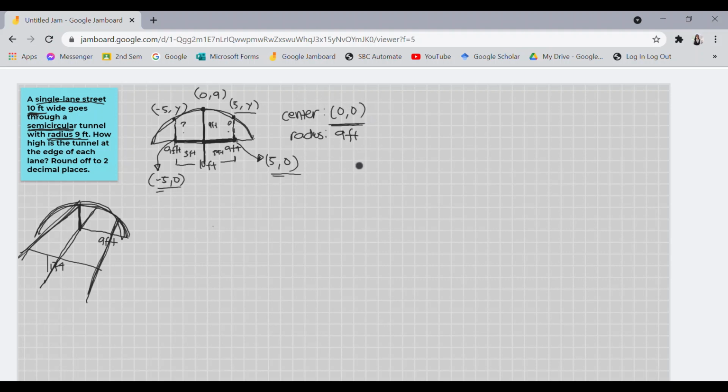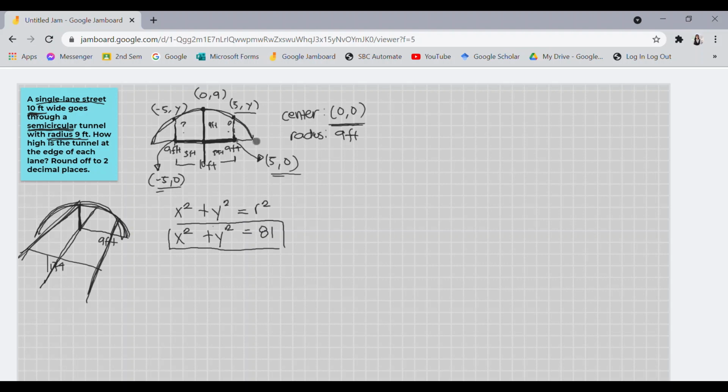center at 0, 0, radius at 9 feet, we can formulate the standard form of equation that will describe this illustration. So, that will be x squared plus y squared since at 0, 0 sila, and then r squared. Okay, the standard form of equation. So, substitute natin yung radius, will have x squared plus y squared is equal to radius squared, which is 9 squared, we have 81. So, 9 squared is equal to 81. This is now the equation that describes our semicircular tunnel.